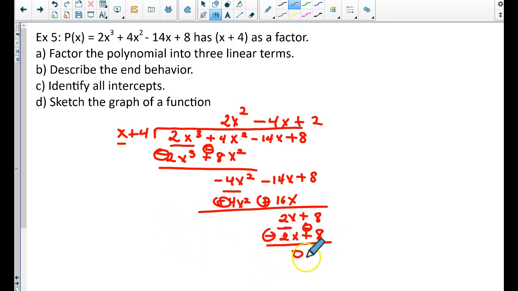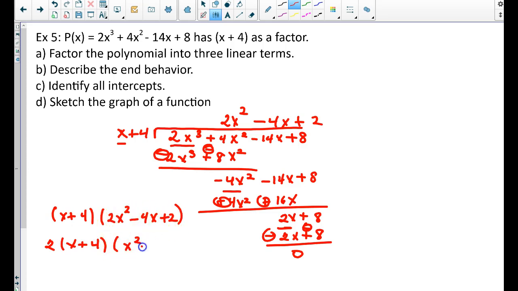You should have ended up with a remainder of 0, and here's the quotient. So far, I know the factors of this polynomial p of x are x plus 4 times 2x squared minus 4x plus 2. But I can factor this quotient. I'm going to first factor out a GCF of 2, and I'm just going to put it in front of the other factor of x plus 4. When I divide each term by 2, I get x squared minus 2x plus 1.